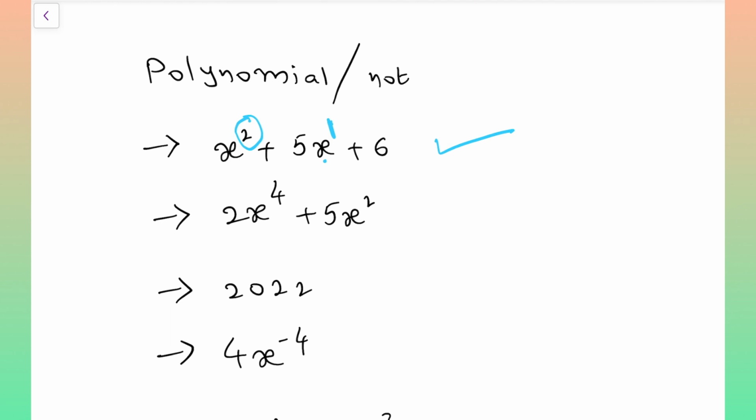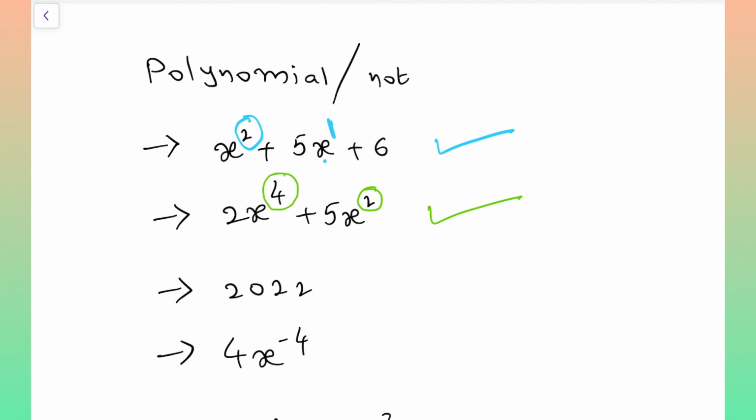Next, second one. 2x power 4 plus 5x square. Here x power 4 is there, 4 is a whole number. x power 2 is there, 2 is also a whole number. Both the powers are whole numbers, so this is also a polynomial.